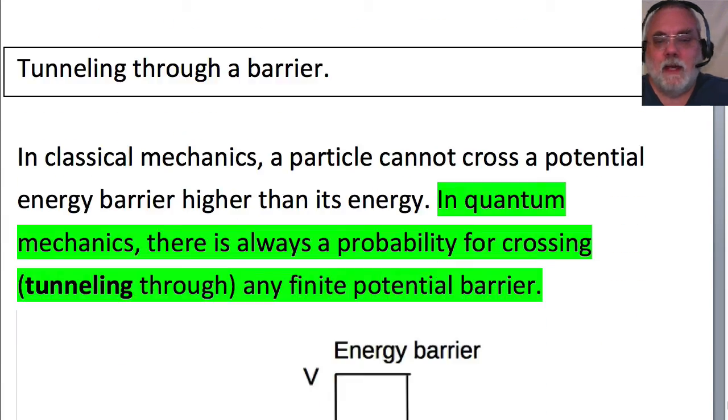In classical mechanics, a particle cannot cross a potential energy barrier higher than its energy. In quantum mechanics, there's always a probability for crossing or tunneling through any finite potential barrier.